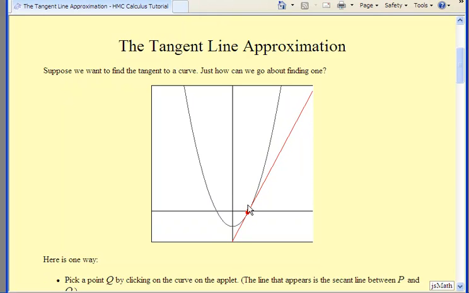And we want to be as close to it as we can. And the farther away we get, those secant lines get farther and farther away. The closer we get, the closer those secant lines look to our tangent lines. Okay.